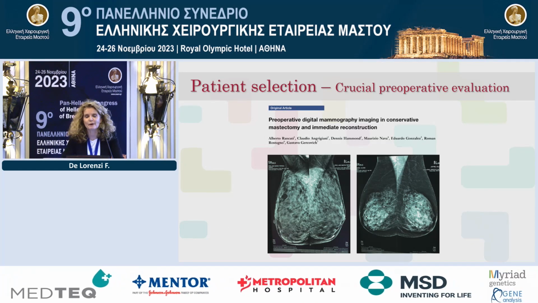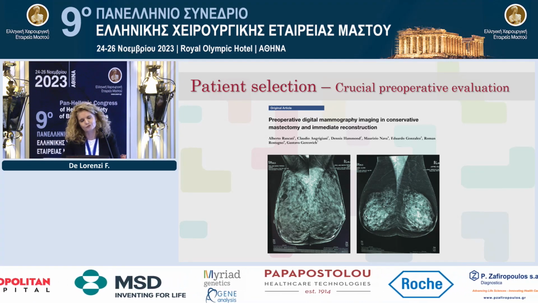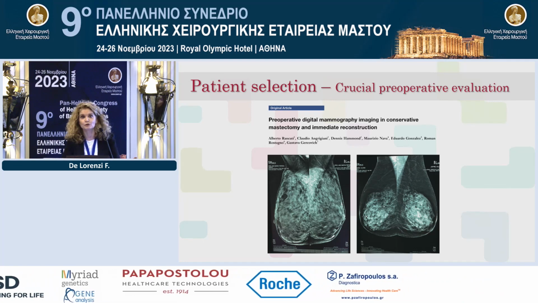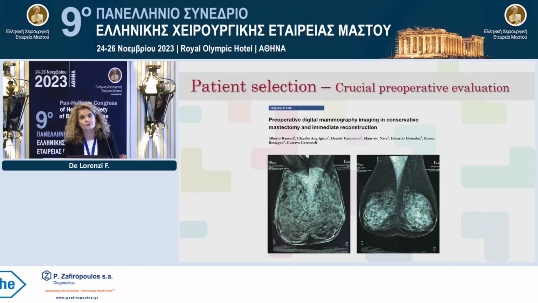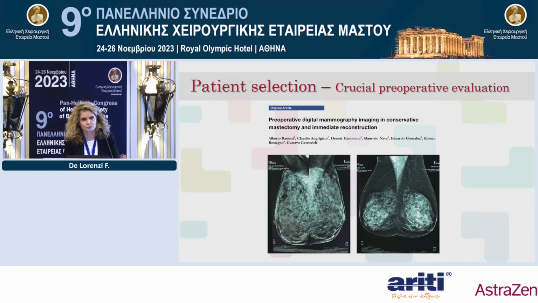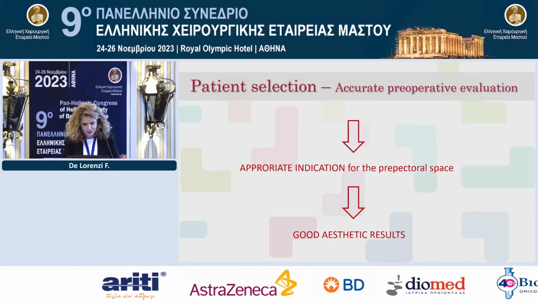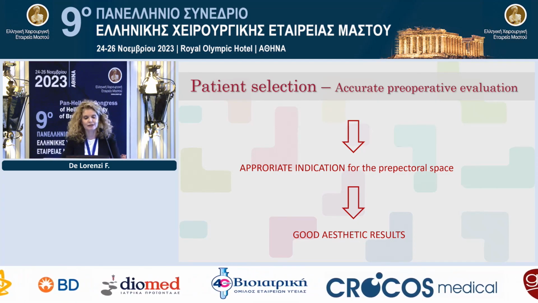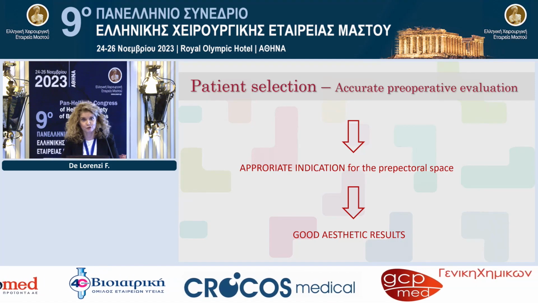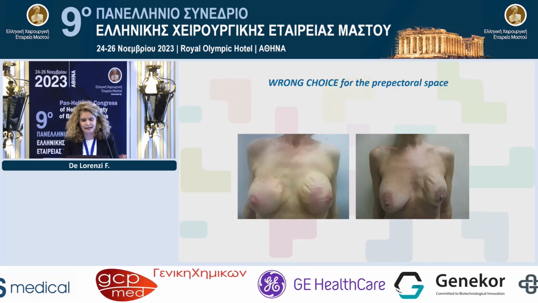And then this is another paper by Rancati, meaning that large breasts do not always have enough subcutaneous tissue. So once again, we have to check the mammogram preoperatively just to have an idea of the subcutaneous tissue after mastectomy. So in my opinion, an accurate preoperative evaluation is mandatory to have the appropriate indication for the use of the prepectoral space and to have good aesthetic results.